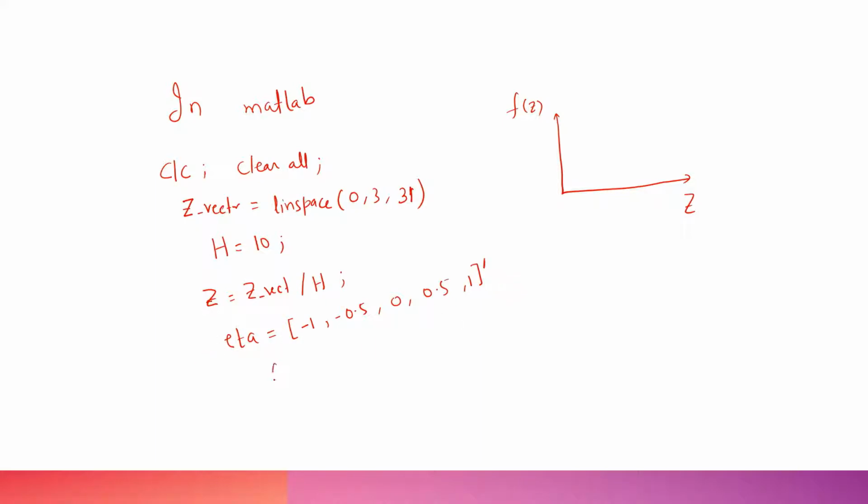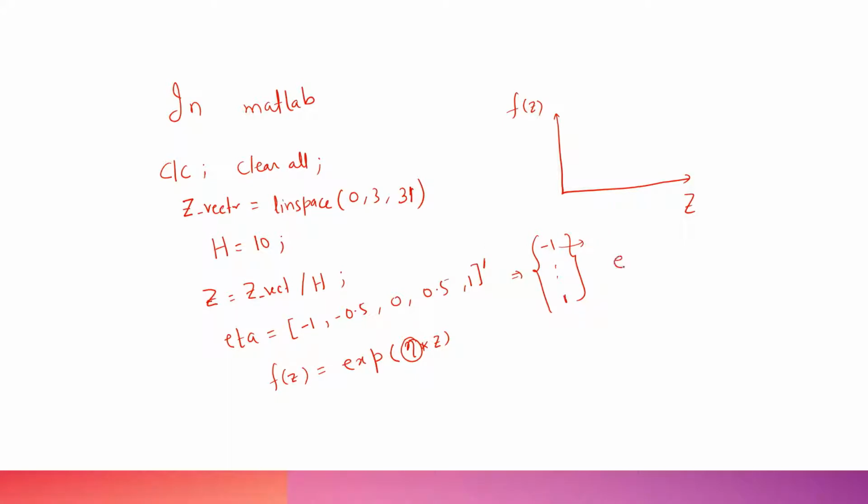And our function f of z is what? We will write exp, the exponential of eta multiplied by z. Now for eta, we see there are 5 values, because it's a vector, and the vector would be -1 and so on, up to +1. So the first value would be -1.